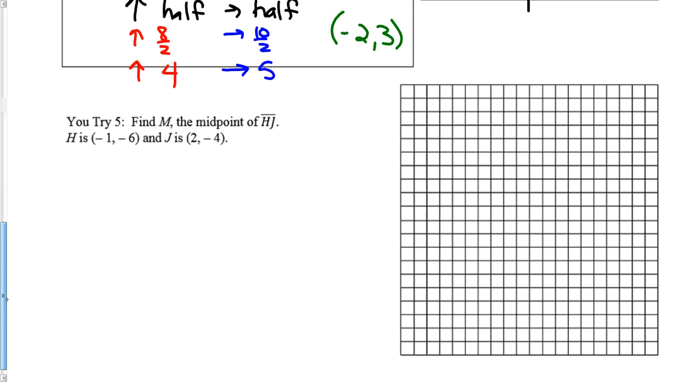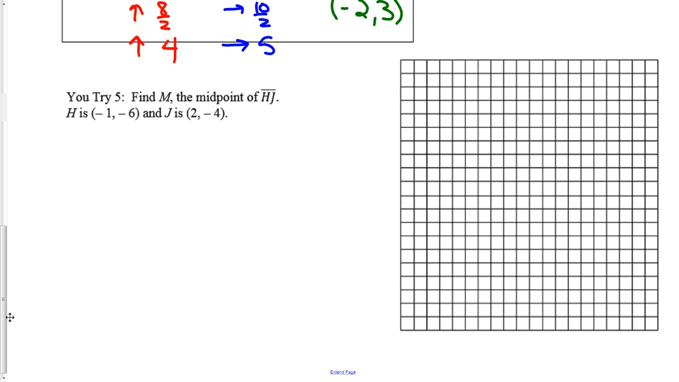At this point, we're moving on to the you try. So this is the one that you are going to do. It does not matter which method you use. Just pick the one you want to do and do the you try 5. So please pause the video here.